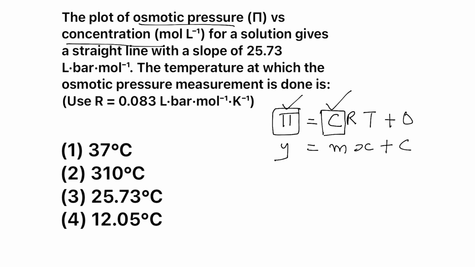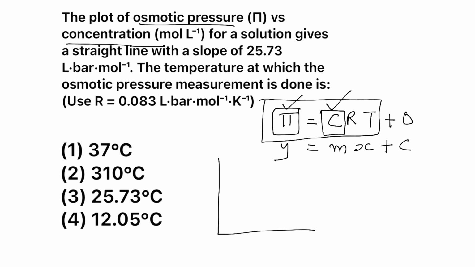See, our equation is pi is equal to CRT, and we are comparing that with the equation of a straight line. What is the equation of a straight line? y is equal to mx plus c. Here x is concentration, which means on the x-axis we have concentration, molarity. On the y-axis we have pi. And the y-intercept is 0, which means you have to start your graph from the origin. And you are going to get a straight line because the equation of osmotic pressure is comparable with the equation of a straight line.